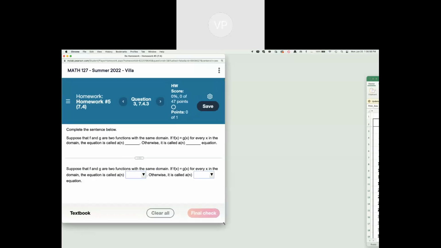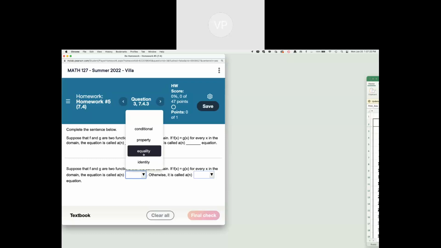Now, these are different types of problems where you're going to get some of these preliminary problems, and you're not going to have to write as much work as I've been showing because of the format here. But see what we have here. Suppose f and g are two functions with the same domain. If f of x equals g of x for every x in the domain, the equation is called a blank. Otherwise, it's called a blank. It's an identity, equality, conditional, property.